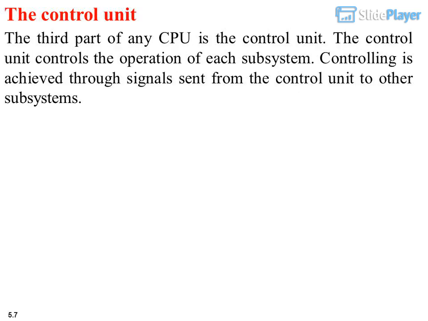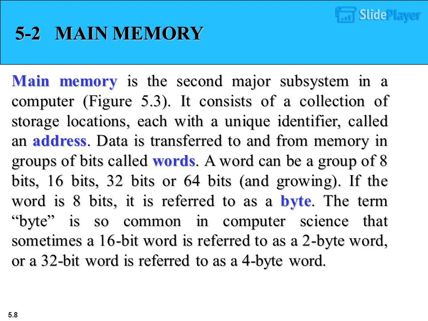The control unit. The third part of any CPU is the control unit. The control unit controls the operation of each subsystem. Controlling is achieved through signals sent from the control unit to other subsystems. 5.2 Main memory. Main memory is the second major subsystem in a computer.